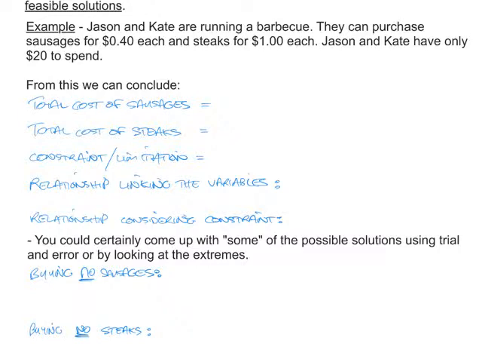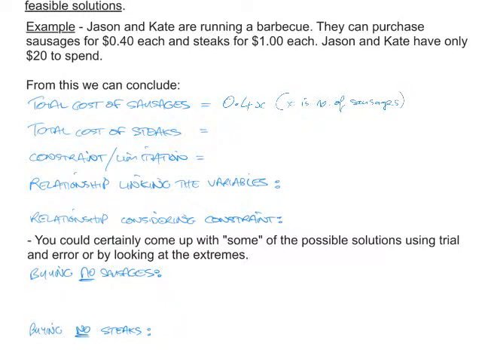From this question, we can conclude that the total cost of sausages is going to be, if we say the number of sausages was x, 0.4 times x, because it's 40 cents each, so $0.4 times by however many sausages were being bought. So I'm going to just say here x is number of sausages. So you can see that expression there, 0.4x, would represent the total cost of sausages in their purchase.